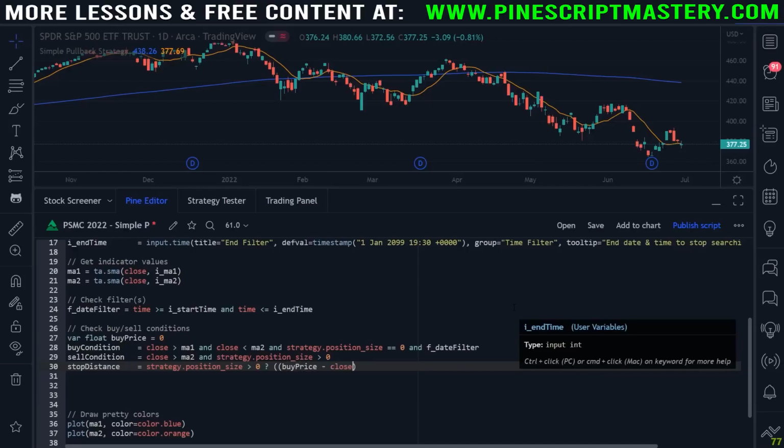minus the closing price divided by the closing price. This will give us the stop loss distance as a percentage on the current bar. So this will calculate the percentage decline from our entry.